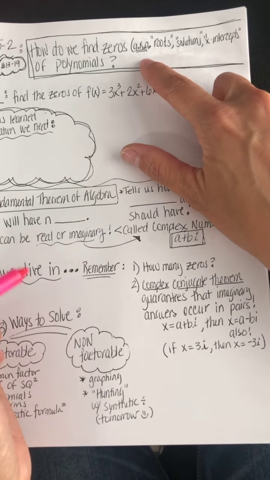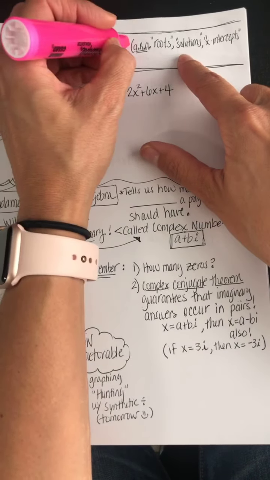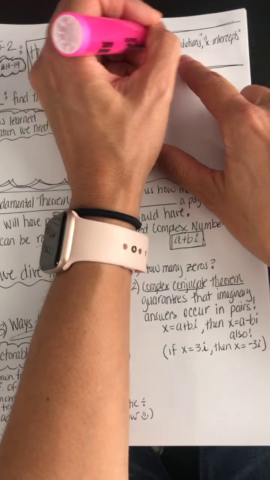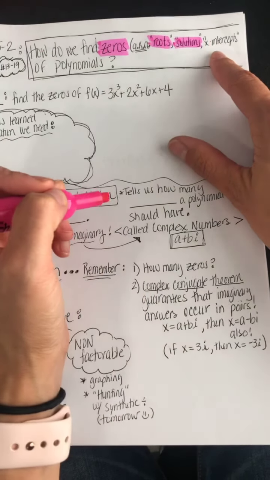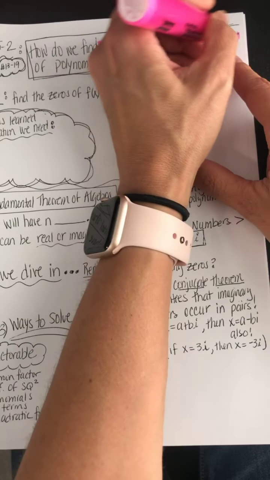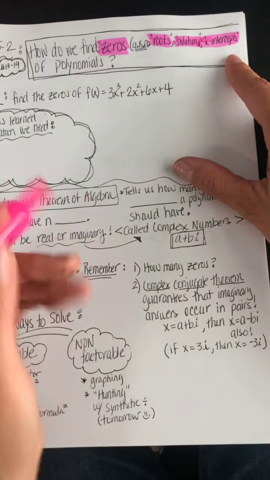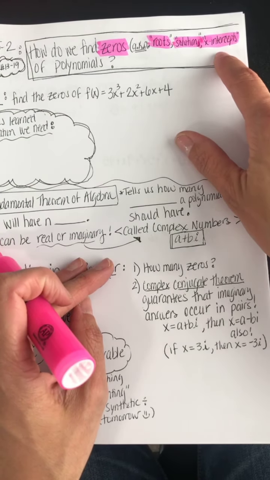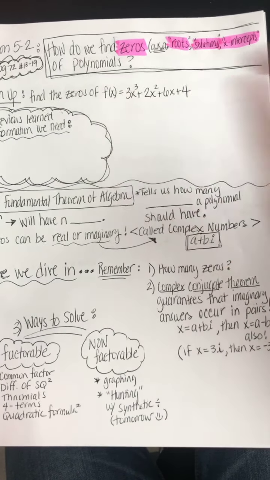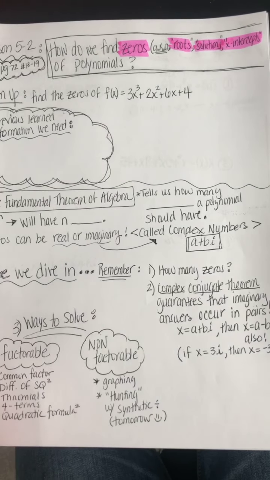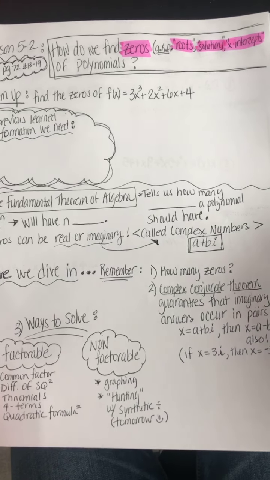That's why we have up here aka. They're also called the roots of the equation. They're also called the solutions of the equation. They're also called the x-intercepts because on the graph, it's where it crosses the x-axis, okay? So these are many different aliases for the same thing, finding the zeros, okay?